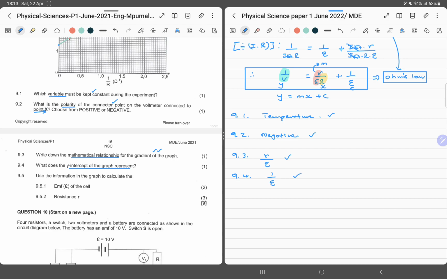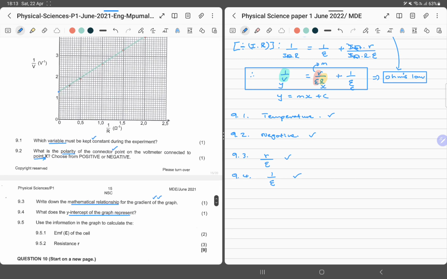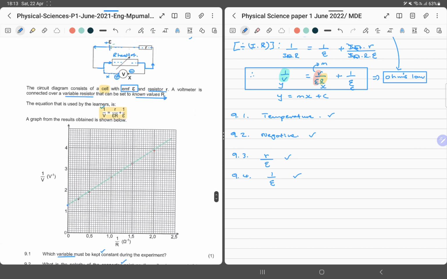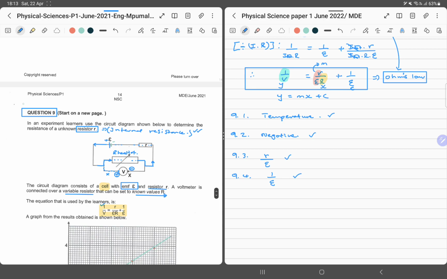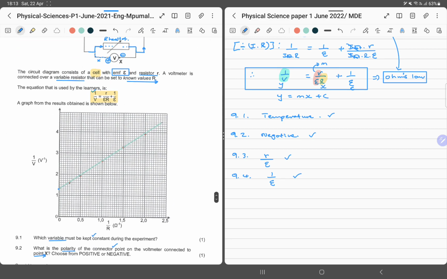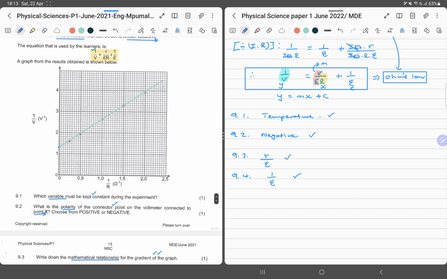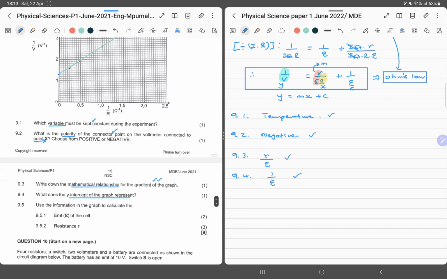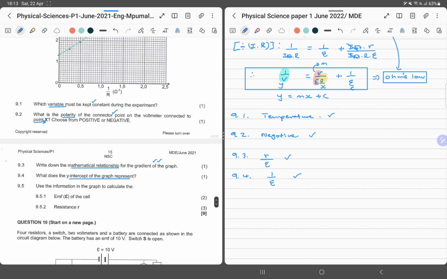So again, guys, please make sure you understand basic graphs and interpretations, but this question technically is not an easy question, because you need to understand what's going on. Otherwise you could easily get 0 here if you're not careful. So use the information on the graph to calculate. So what are we supposed to use? The graph, not our own things, okay, to calculate the EMF of the cell. Not a problem.